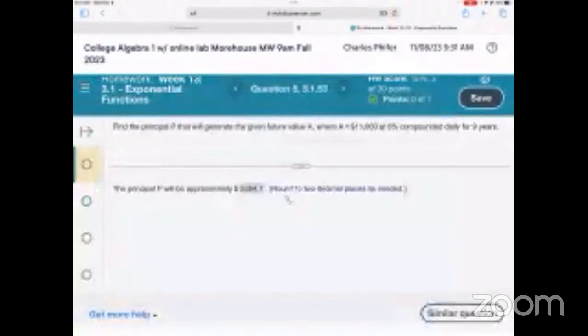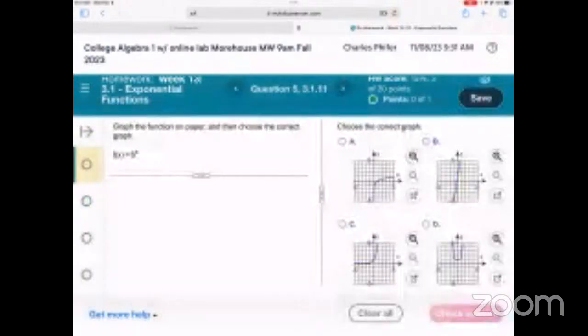Graph the function on paper, then choose the correct graph. It's basically going to take on the form of a generic exponential function. A is the log function, B is a linear function, C is an exponential, and D looks like a power function, like an even power function. So I'm going to go with C.